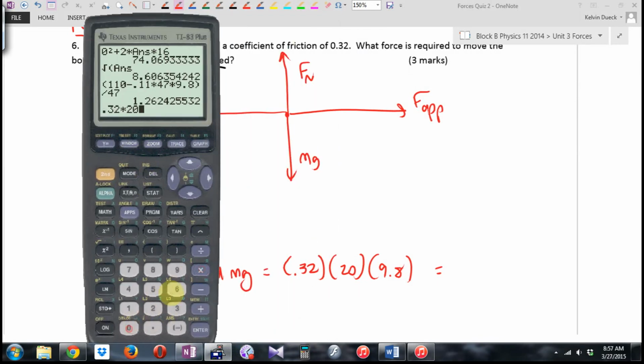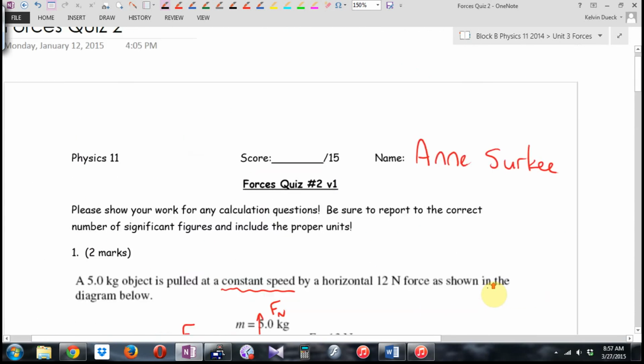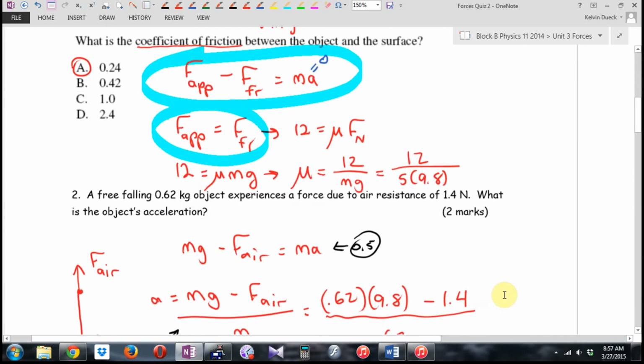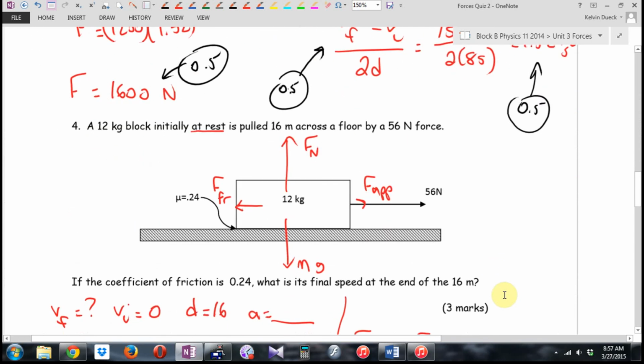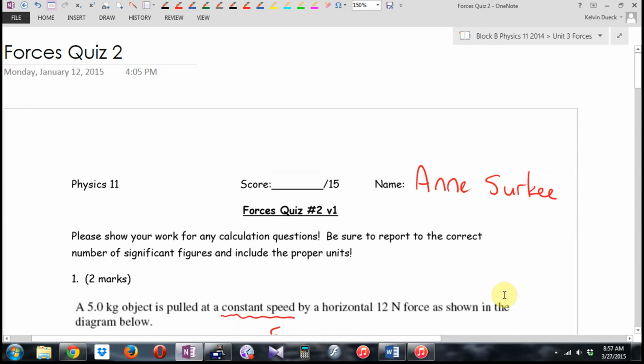0.32 times 20 times 9.8. Do you get 62.7? 62.7 newtons. If you got that, 3 out of 3. Otherwise, I guess in this case, it'd be 1 mark for that, 1 mark for that, and 1 mark for the answer or something. This quiz is out of, count 'em, 15? Is that right? 2, 4, 6, plus 3, plus 3, plus... Yeah, okay, 15. Seemed like a longer quiz than that. Give yourself a score out of 15, please.